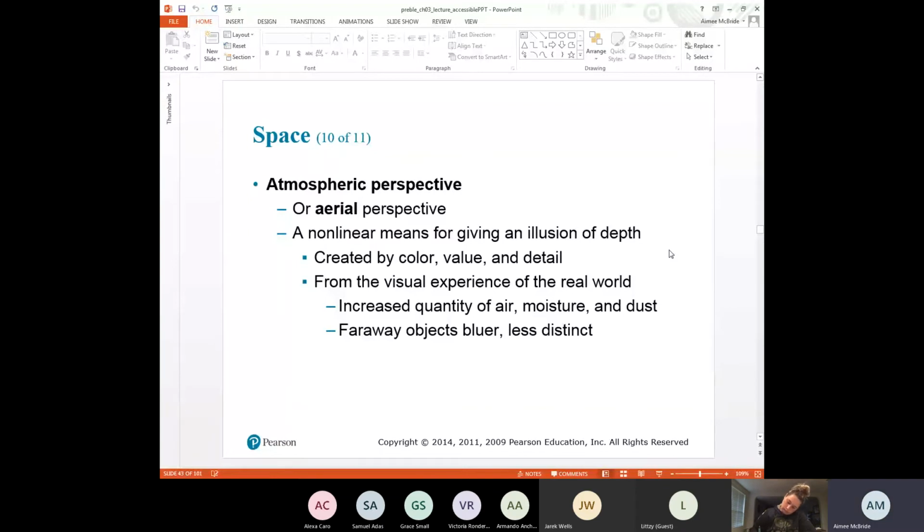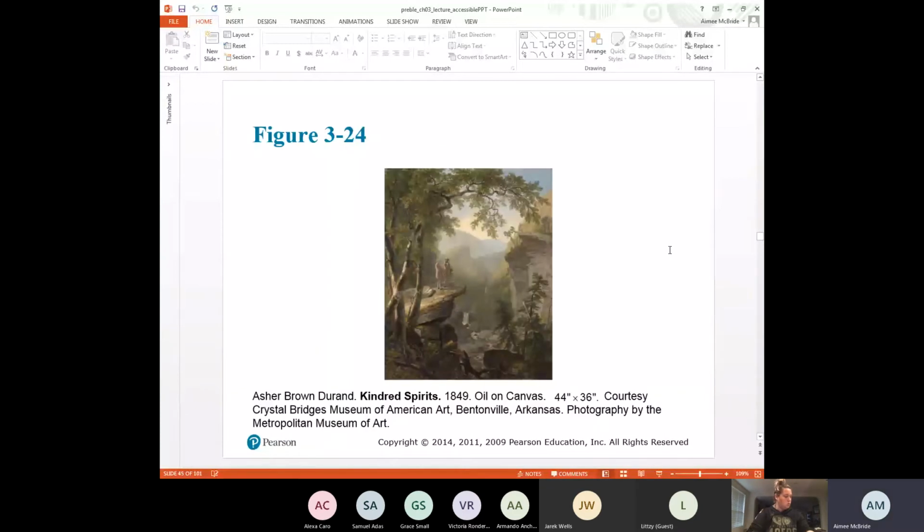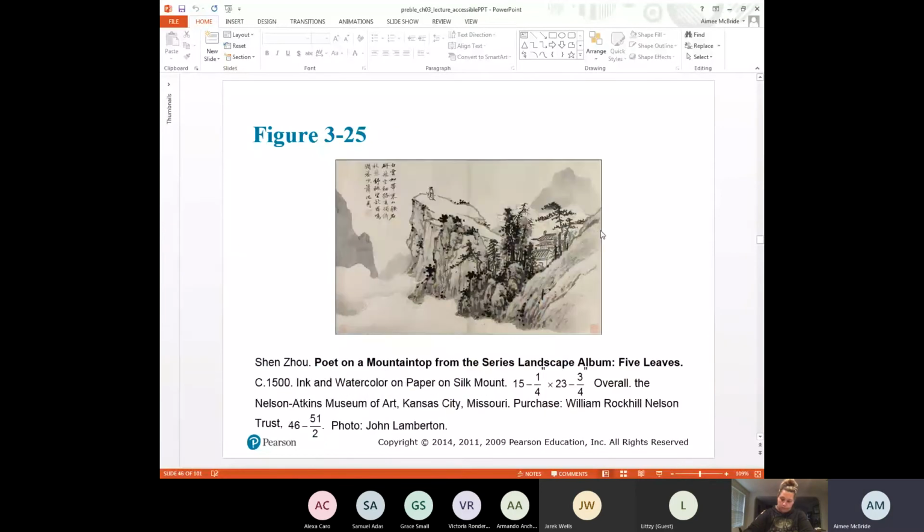And our examples of atmospheric perspective are Durand's Kindred Spirits and Shen Zhou's Poet on a Mountaintop. So once again, atmospheric perspective is just the idea that the further back in your landscape or your painting you get, the hazier things are and the less legible objects are. That one's pretty easy. And here's another example of atmospheric perspective. The further back your mountains go, the less clear they are to see.